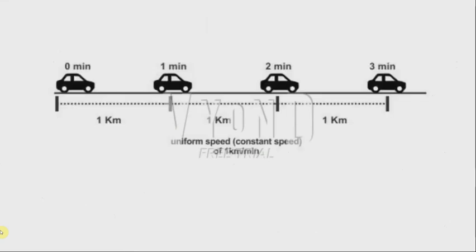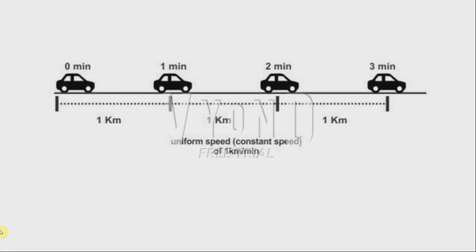Take a look at this picture and you will find that I have a moving car. From 0 minute to 1 minute, between these 2 points, I have time which equals 1 minute and the car is covering 1 kilometer. From minute number 1 to minute number 2, there is a duration here which is also 1 minute, and the car is also covering 1 kilometer.